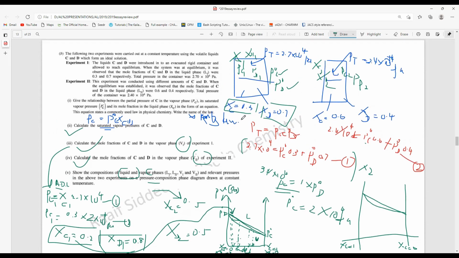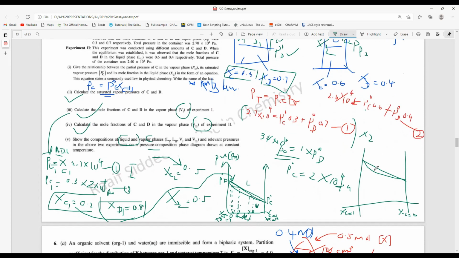So you see here Xc, this is experiment 1, this is also experiment 1. My liquid phase is 0.3, so here my 0.3 is around here, for example. And here this is 0.2 Xc. Sorry, Xc 0.2 is here, Xc 0.3 is here. In the same way, in experiment 1 for D, D is 0.7 in the liquid phase, so here it will be 0.7 and it will be 0.8 here. Now think, these are my two curves that could become in the same way. This should be the curves.